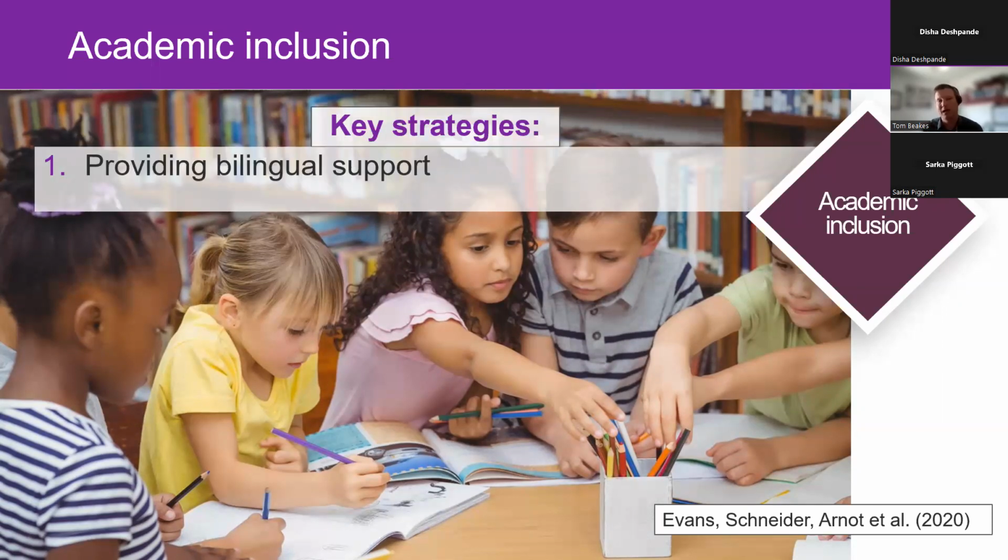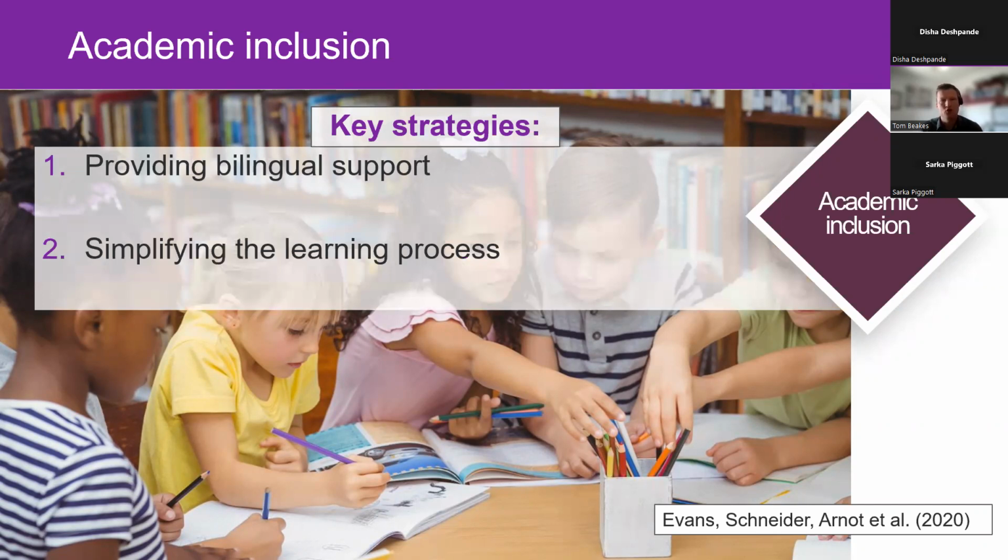firstly, providing bilingual support. So that might be in the form of using translation tools, whether online or using dictionaries. It's the use of bilingual materials and resources, for example, texts, using word mats and things like that. And also the use of bilingual teachers and teaching assistants in the classroom as well.